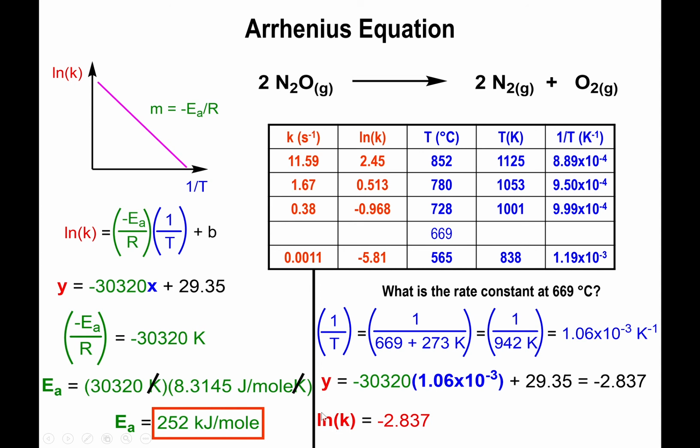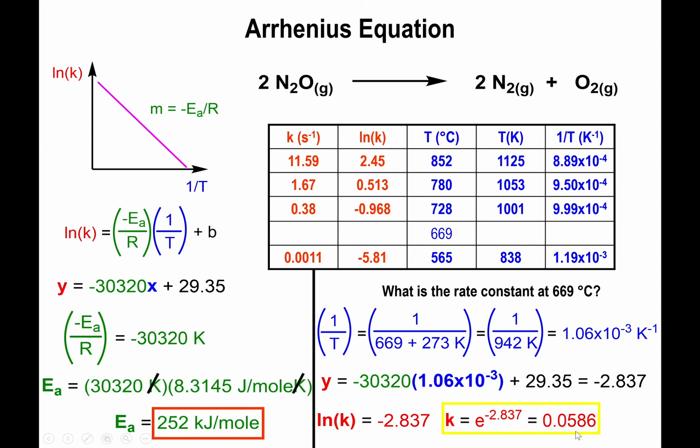And you have to take the anti-log of the natural log, which is the same thing as saying that you will raise e to the power of negative 2.837. And when you perform that operation, you will then find out the value of the rate constant.